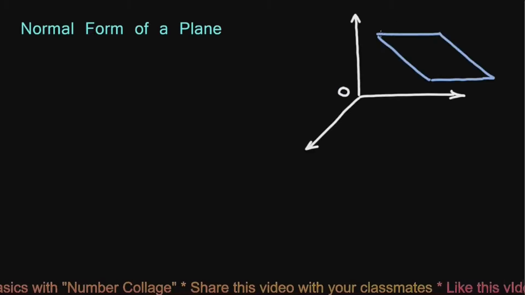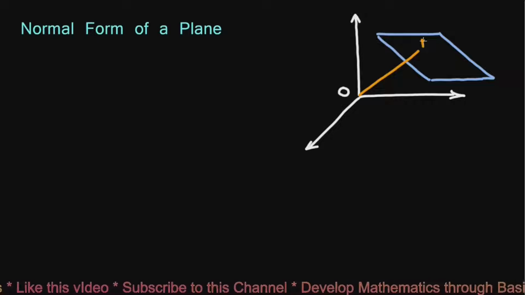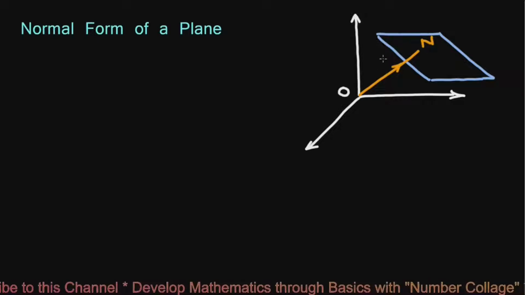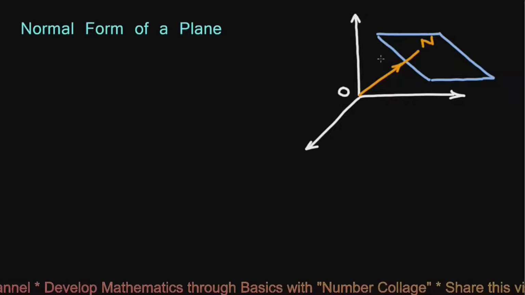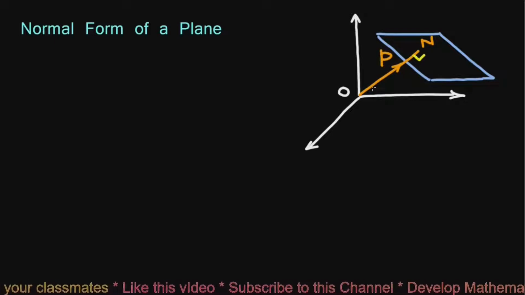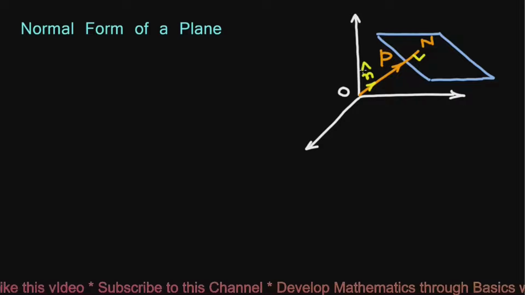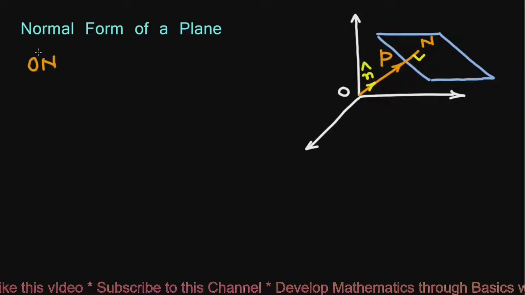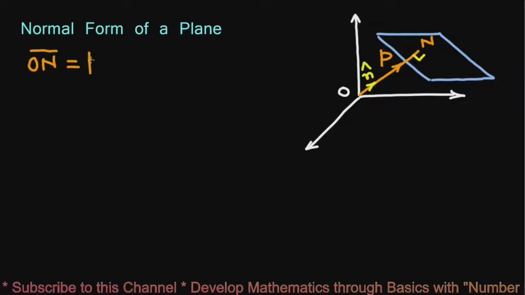We will see what the normal form of a plane is. We have this plane perpendicular to the vector ON, whose magnitude or length is p, and the unit vector along this perpendicular is n cap. So we write vector ON bar equals p n cap.